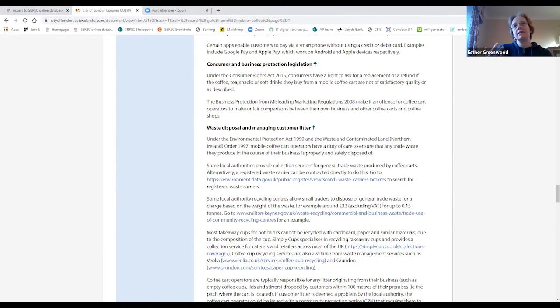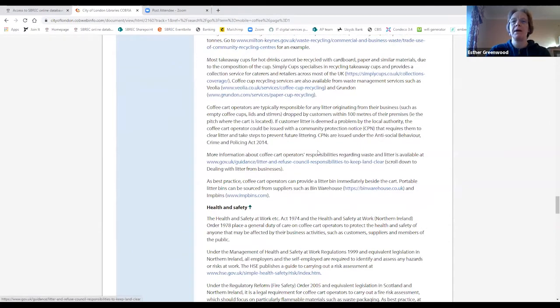Below this are some more rules that somebody running a coffee cart would need to comply with. Consumer and business legislation, and also waste disposal. So how are you going to get rid of any waste that the coffee cart may generate, like old coffee grounds, but also encouraging people to dispose thoughtfully of their litter once they've finished their coffee or their tea. So there's information about encouraging your customers to be litter conscious, if you like.